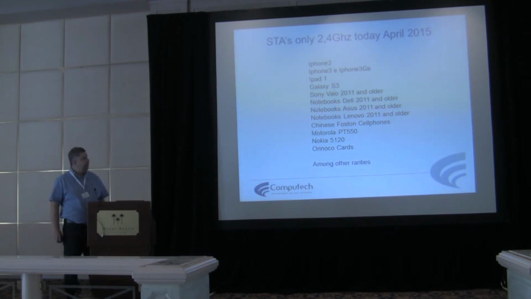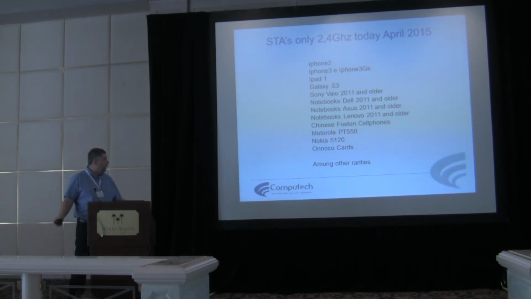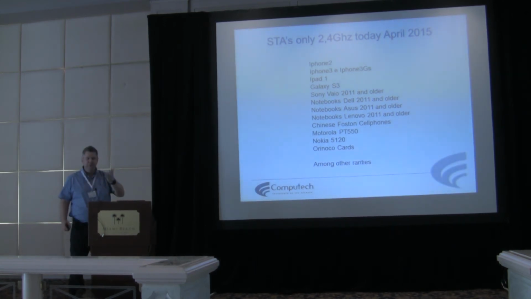Well, here is a list of the 2.4 equipment. iPhone 2, anybody has one? No? iPad 1, Motorola PT 550, Orinoco cards, anybody use this? Anybody remember this? Yeah, I remember. So this is an old network. One of the conclusions we can take from this is we don't have to project networks like an old guy. Even like me, you are an old guy.